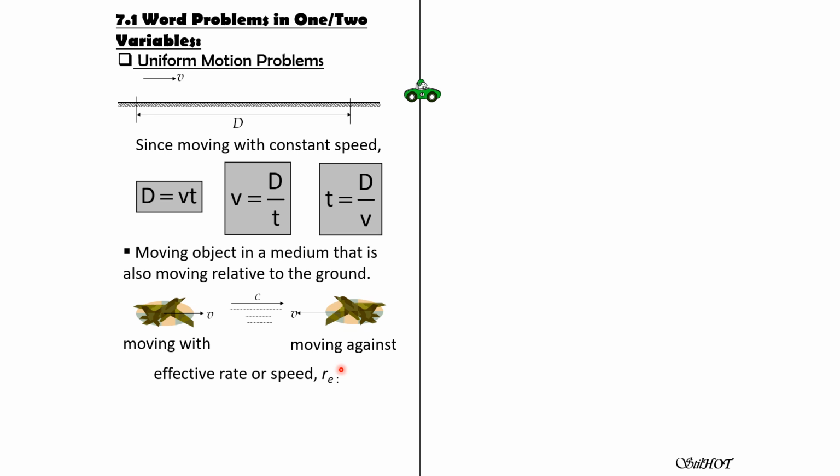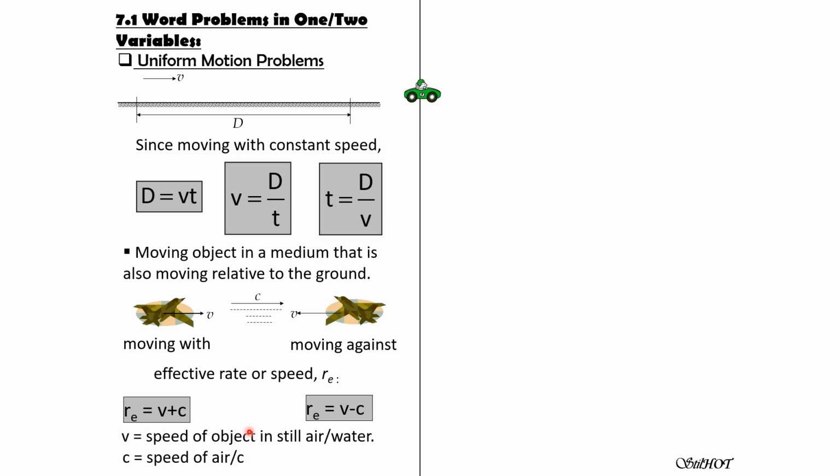If the object is moving with the current or with the wind, then the effective rate or speed is V plus C. While moving against that medium, we have R sub E equals V minus C. So V is the speed of the object in still air or water. C is the speed of the air or current, whichever is appropriate or applicable.